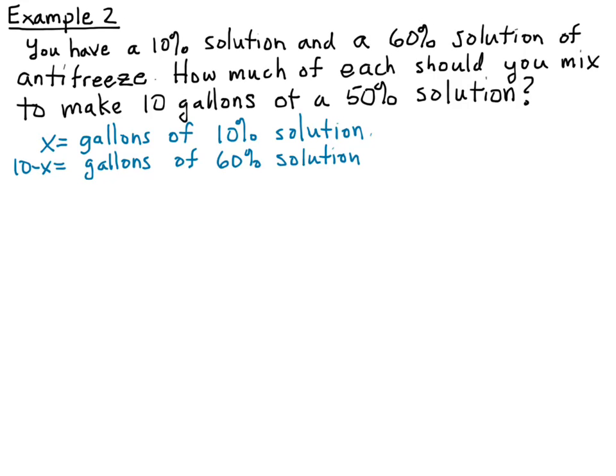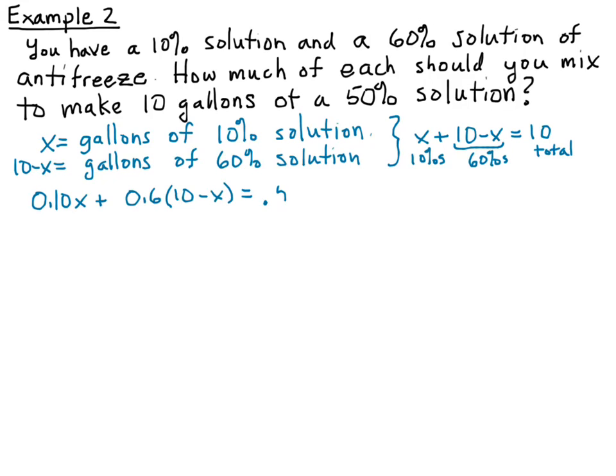Okay, so let's say X is the amount of gallons of 10% solution that we're going to use. Now we could make another variable that says, let's use Y as the gallons of 60% solution. But we already know that X plus Y equals 10, so why don't we just use X as our 10% solution, and then 10 minus X is the amount of the 60% solution, right? So if it takes 1 gallon of the 10% solution, it'll take 10 minus 1, or 9 gallons of the 60% solution to make 10 gallons.